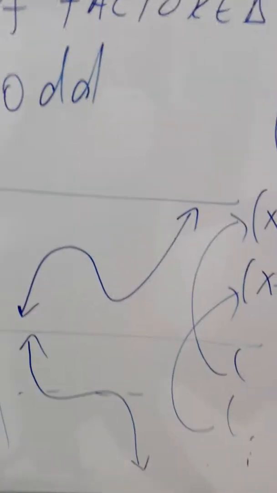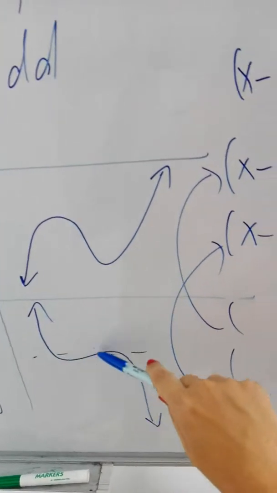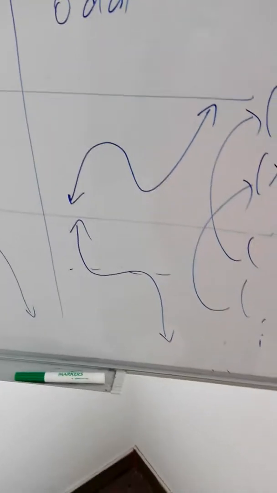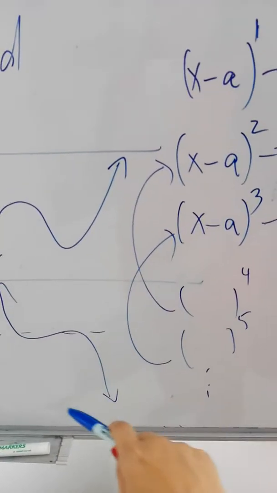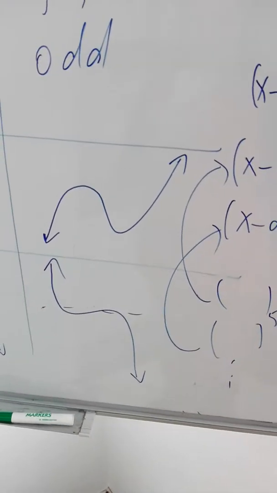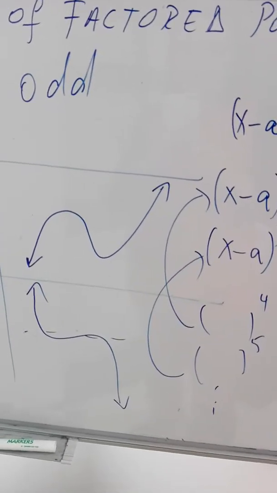And if you have a negative leading coefficient and an odd degree function, then your graph will be decreasing, a decreasing curve. Over here, same thing. This is my x-axis. I will pass through all my solutions.